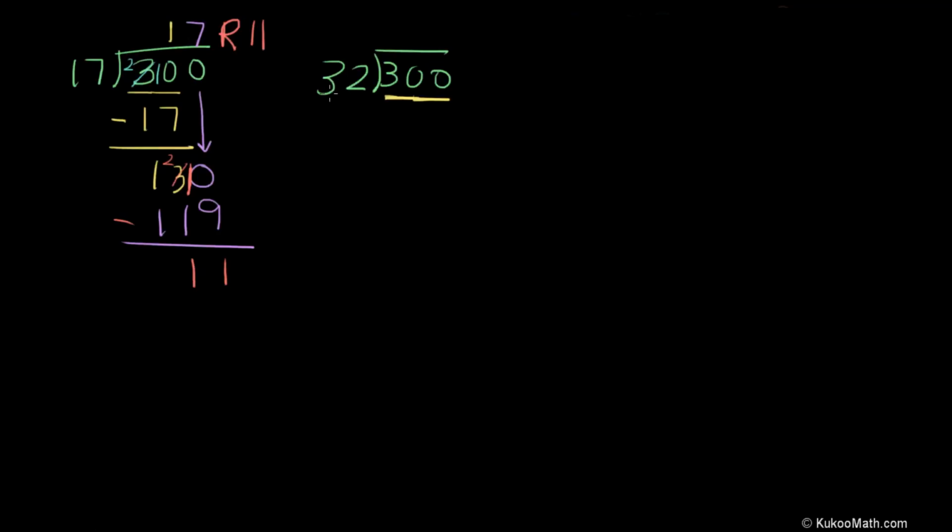Well, we know if it was 30 and this was 300, the answer would just be 10. But 32 is a little bigger than 30, so 10 is going to be too big. I'm going to guess one less than that. I'm going to guess 9 and see where that gets us. Now let's multiply it out. 2 times 9 is 18. So we write the 8 and we're going to carry the 1. 3 times 9 is 27 plus the 1 that we carried, so 28. And now we subtract.